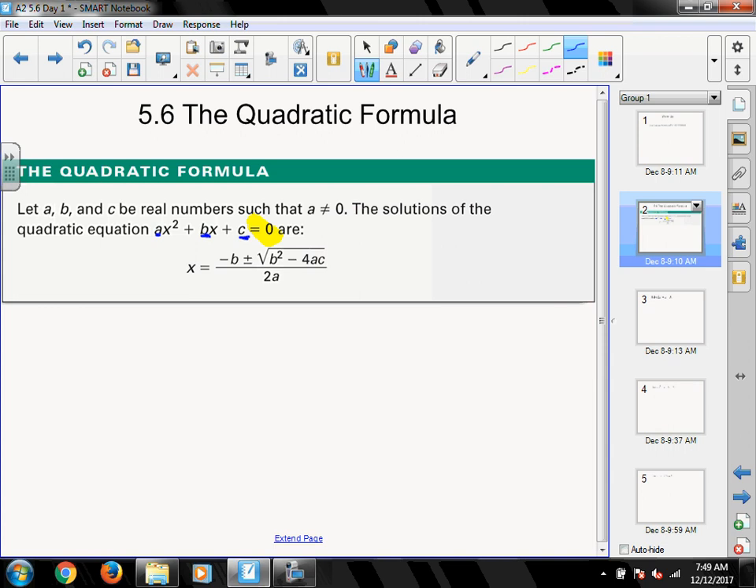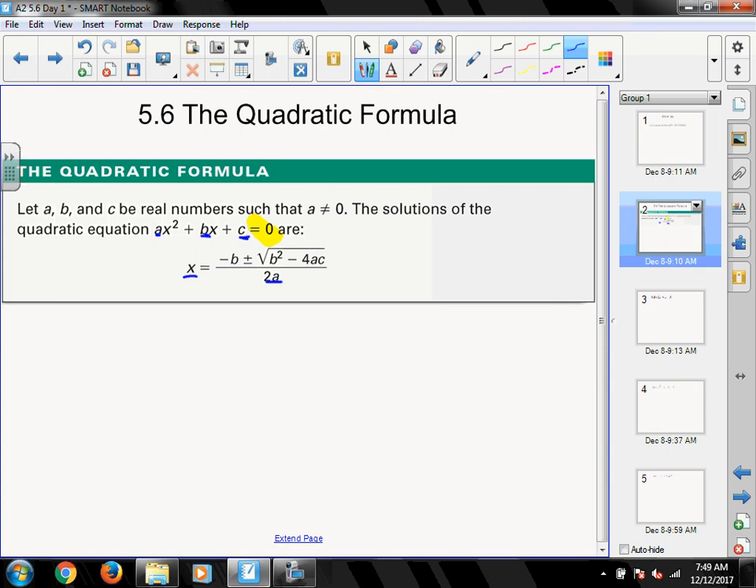Then I always like to identify my a, b, and c right away, and then use the formula. This is going to spit out your solution. So you're going to get x is equal to negative b, and if b is negative, you're going to have a double negative, so that'll be positive, plus or minus the square root of the quantity b squared minus 4ac. Again, you get all those from your quadratic equation, all divided by 2 times a.